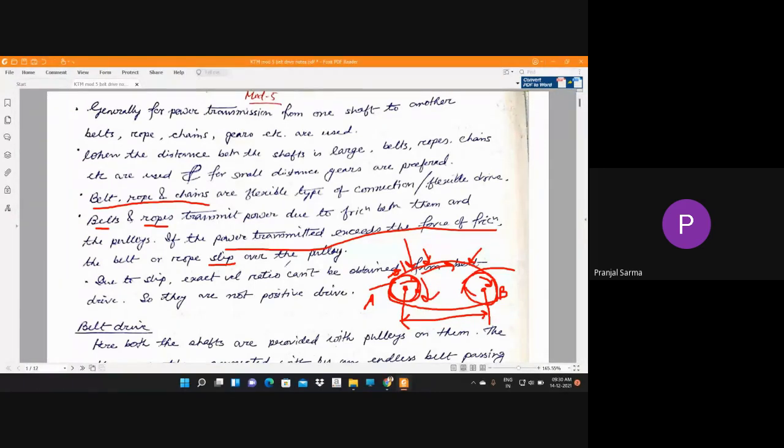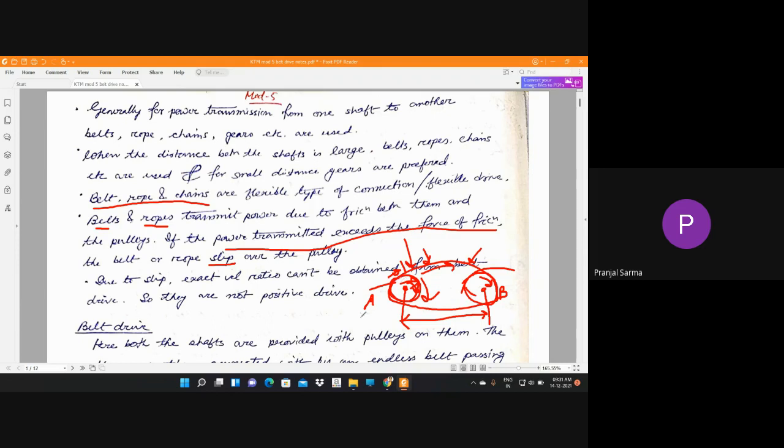Now, if we are talking about high power transmission, which is exceeding the force of friction, then the belt is going to slip over the pulley. That means even though the driver pulley is rotating, the friction force is exceeded because the power transmission is exceeding the force of friction. So the belt will slip over it, and will not get the velocity that it should have obtained from the driver pulley. That means a loss is happening.